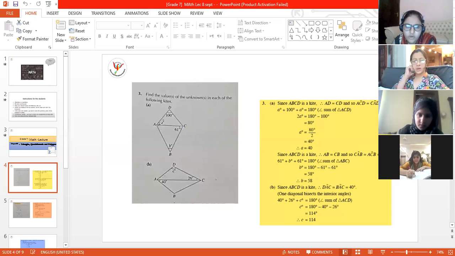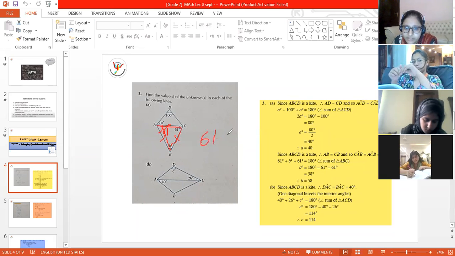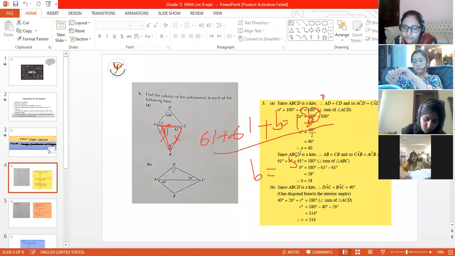No, okay. Now come towards the triangle ACB. Again, in a kite, the two adjacent sides are equal. And if two sides are equal, and you can see the base angle is 61 degree, then the other angle will also be 61 degree. So 61 degree plus 61 degree plus b degree is equal to 180 degree. With the help of this equation, we will solve the value of b, which is 58 degree. Is this clear to everyone? Is there any question related to part A, question number 3? Then please raise your hand.